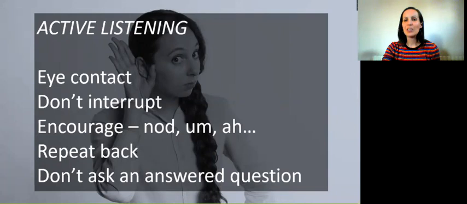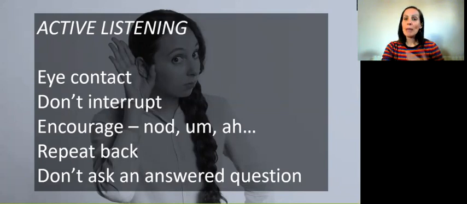You want to not interrupt your patient. You can nod, say yes, go on. Give them encouraging signs that you are listening to what they are saying. And you can demonstrate good active listening by not asking them a question they have already answered. So make sure if they have told you information, don't ask them again, unless you actually clarify and say, I just want to check, did it start 2 weeks ago or 1 week ago?